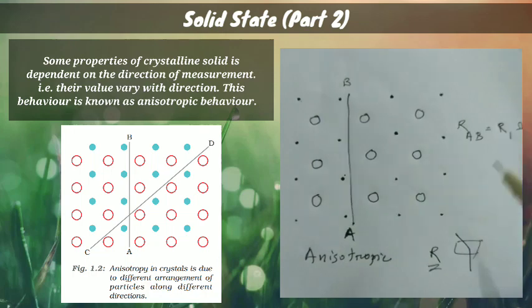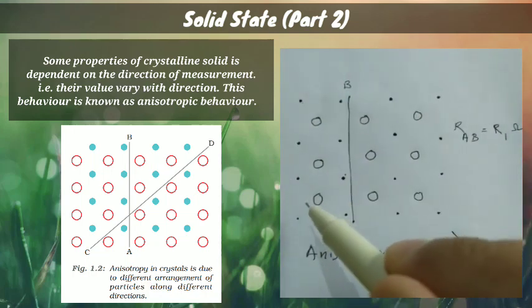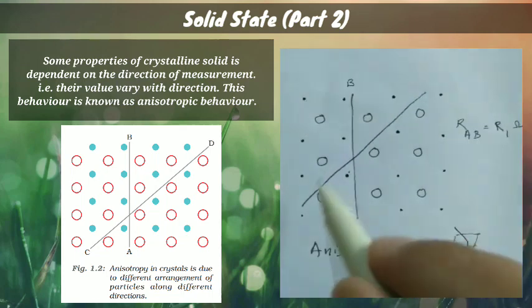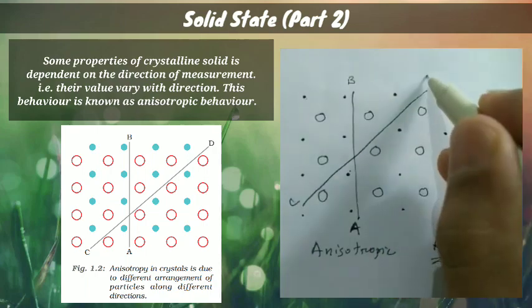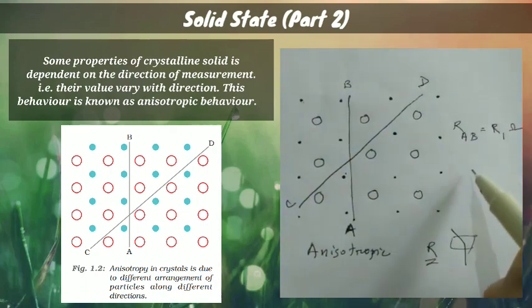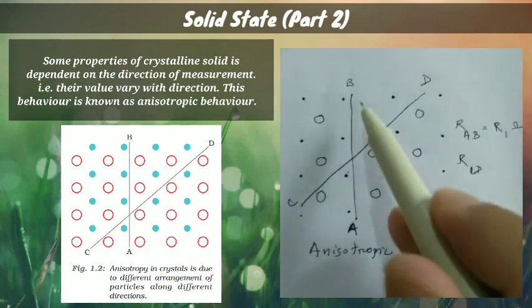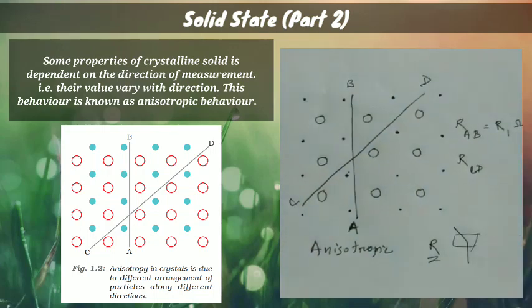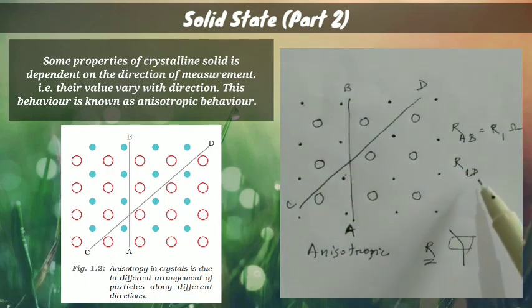Now let's suppose we calculate the resistance for the same crystal in another direction, this direction, C to D. Let's suppose the distance between AB is equal to the distance between CD. Since the distance between CD is equal to the distance between AB, the resistance should be equal. That means the resistance of AB should be equal to the resistance of CD, but it is not like that.